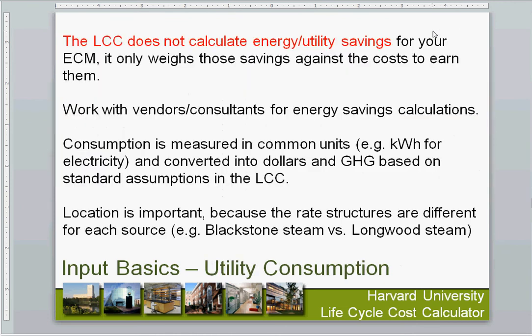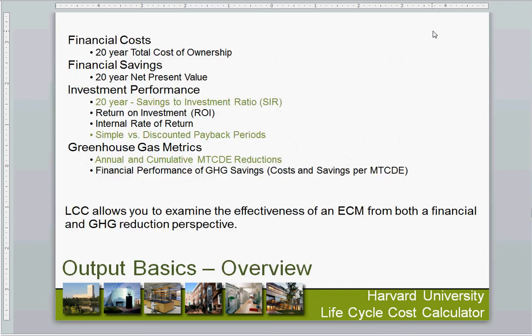As I've discussed multiple times, the LCC isn't going to calculate the utility savings for you, and you're going to need to work with someone to do this. Also, the location is important. As I mentioned, Blackstone Steam versus Longwood Steam has different rates. And by Blackstone Steam, I mean just the main Cambridge and Allston campus steam plant, which is at 46 Blackstone Street, which is where our office is, coincidentally. So that's what I mean by Blackstone Steam when I refer to that.